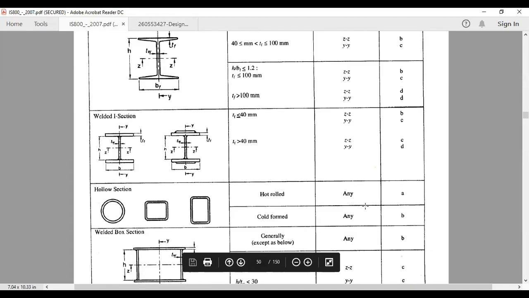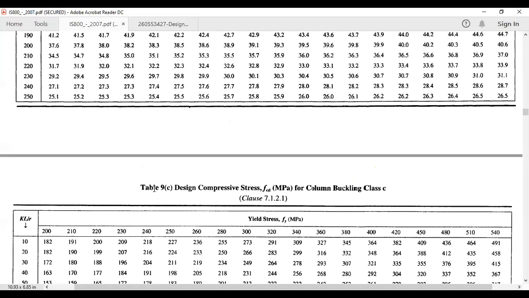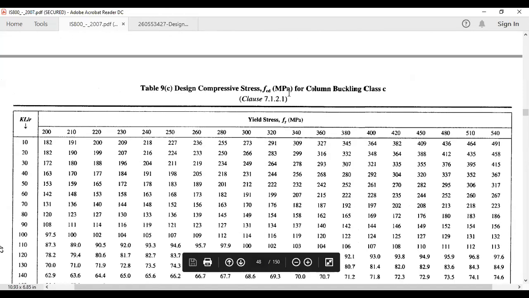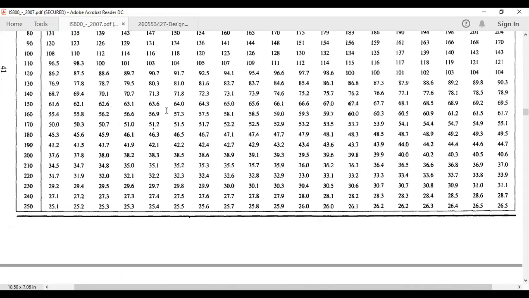I want to go with finding the FCD value. So I'll directly go to table 9C and find out my FCD. Once I calculate the KL by R ratio, I'll use table 9C and go for a yield strength of 250. Unless specified otherwise, we'll take it as 250 Newton per mm square, and I'll interpolate the required value of FCD for the required KL by R. Okay, so that is how we'll be doing the design.